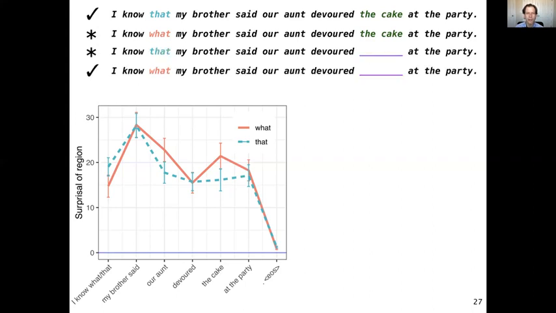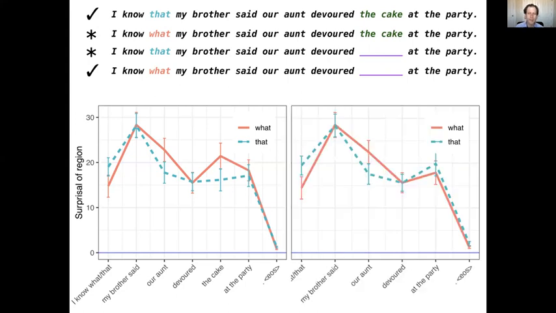Now I'll contrast that with the opposite cases where there's a gap. Okay, and now we can still look at the difference in processing of that versus what. And of course, the first part of the sentence is the same, all the way up through devoured, because nothing has changed from the first two sentences to the second two sentences. But in the second two sentences, now we see a different behavior. There's no gap, there's nothing in the gap spot. So the next thing after devoured is at the party. And what you see actually is a reversal of the surprisal effect. So now in the that condition, the model is more surprised than in the what condition.